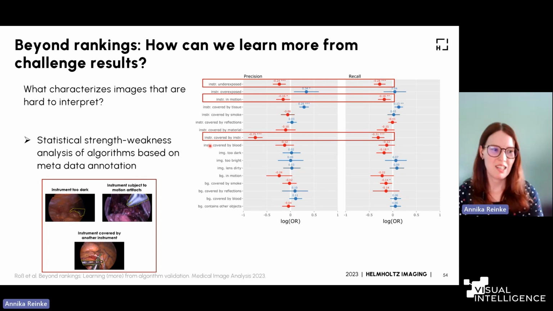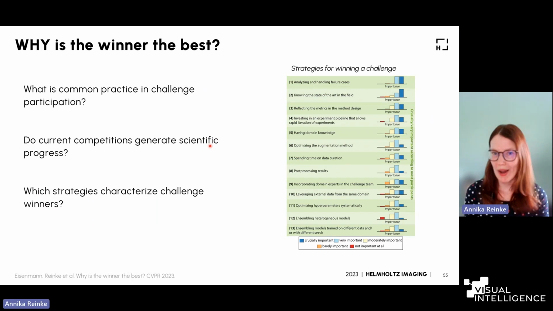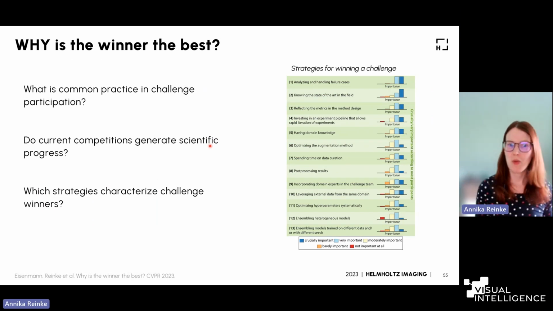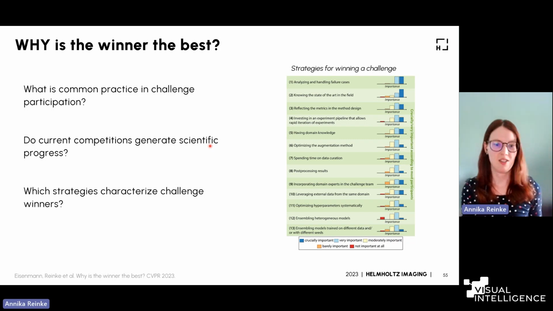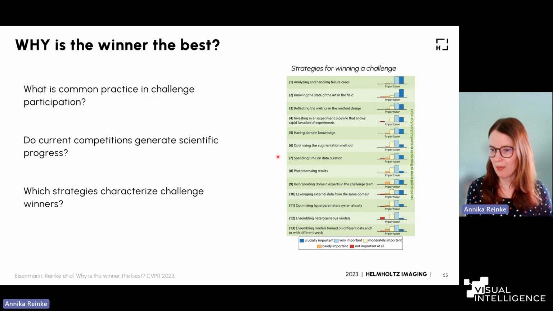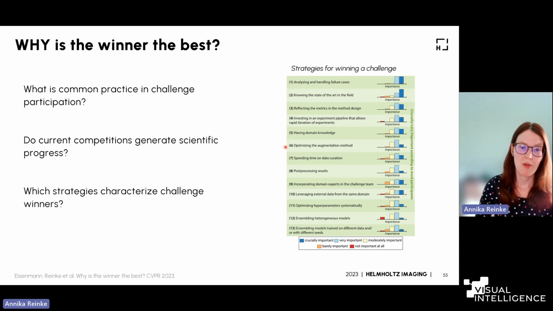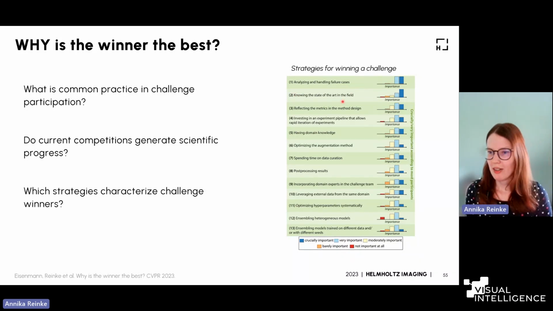Also, at the beginning, we asked the question, is the winner really the best? We then wanted to go further and ask, why is the winner the best? So we had a look at what is common practice in challenge participation, whether current competitions generate scientific progress, and which strategies characterize challenge winners. Here you see a figure from our publication where we asked challenge winners what their strategies were. The most commonly mentioned one was analyzing and handling failure cases, similar to what you saw on the previous slide, as well as knowing the state of the art and reflecting on the metrics and the method design. If you're interested, feel free to check out the paper.